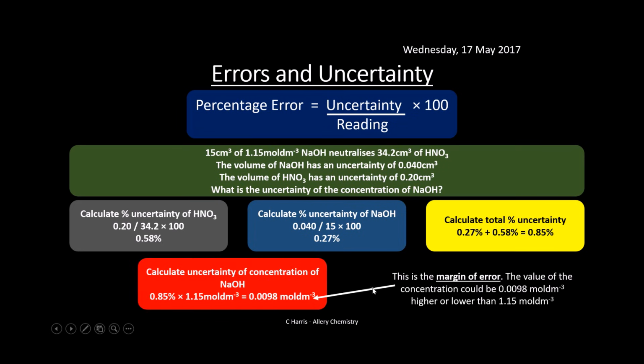Okay, so then what we have to do is calculate the uncertainty of the concentration of sodium hydroxide. So all we do is we've got the concentration here, 1.15 moles per dm cubed, multiply it by the percentage uncertainty, and that will give us the margin of error, which is 0.0098 moles per dm cubed. So basically, the value of the concentration could be higher or lower by this amount of 1.15. So it could be 0.0098 moles per dm cubed higher than that or lower. And that's basically how you'd use it.